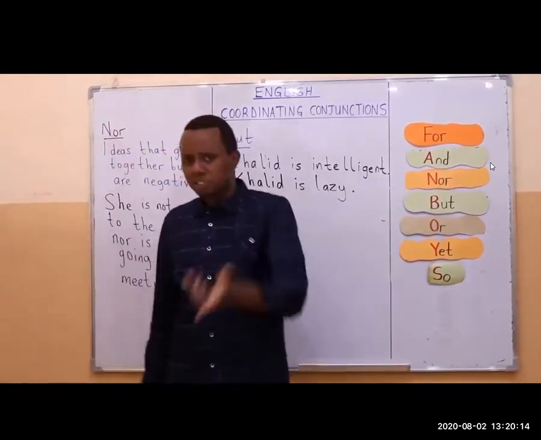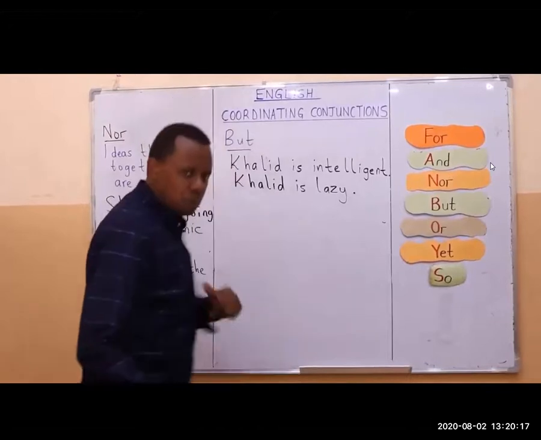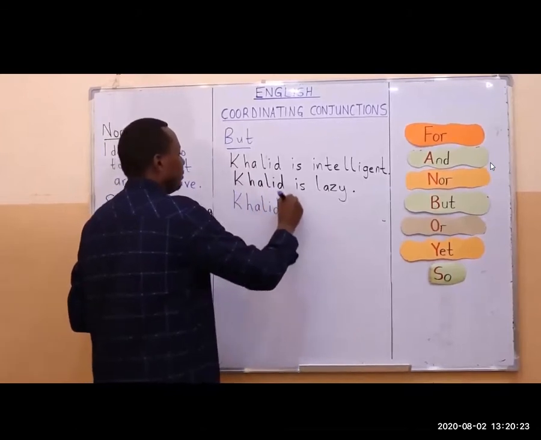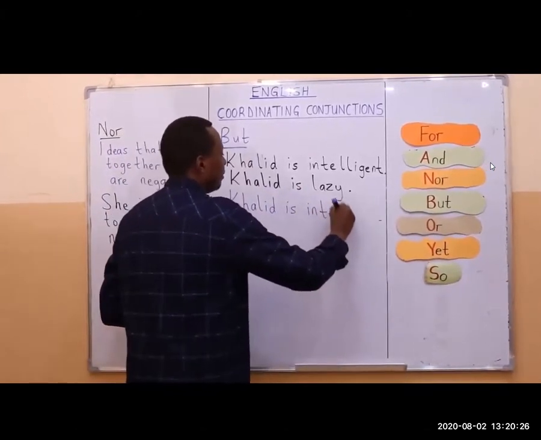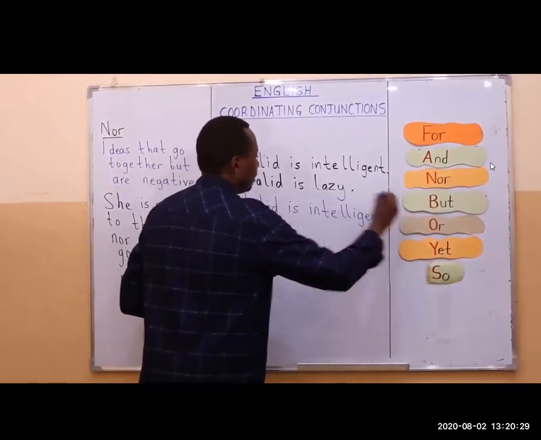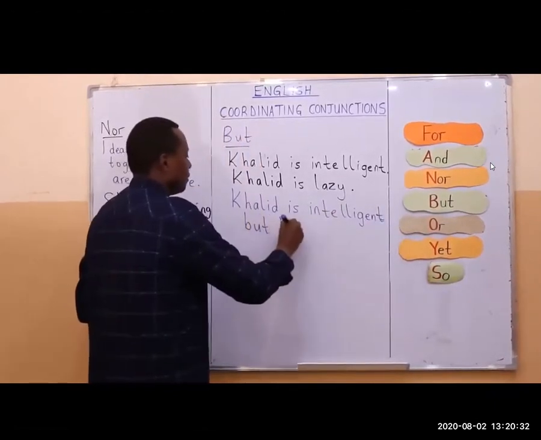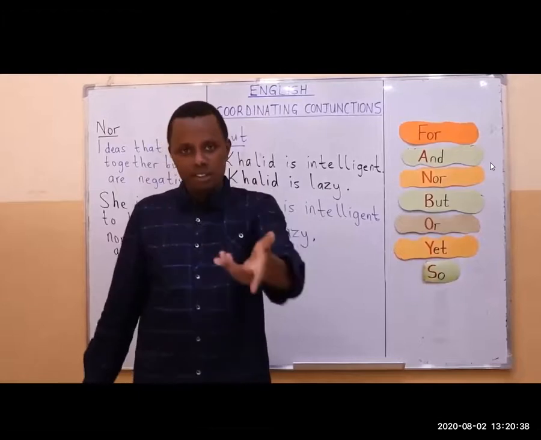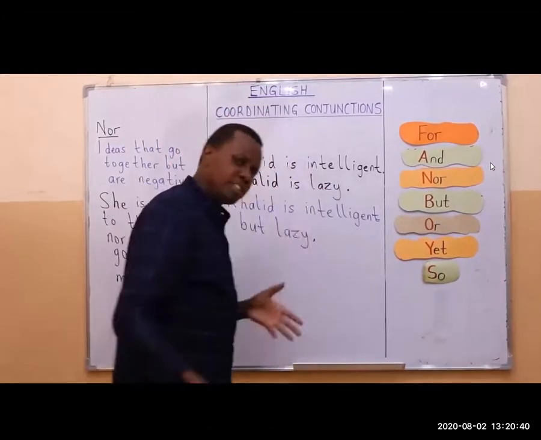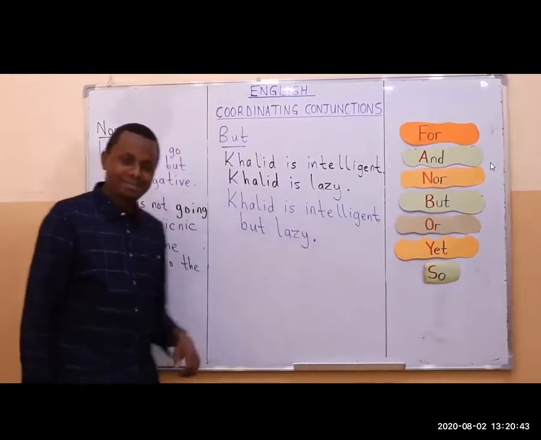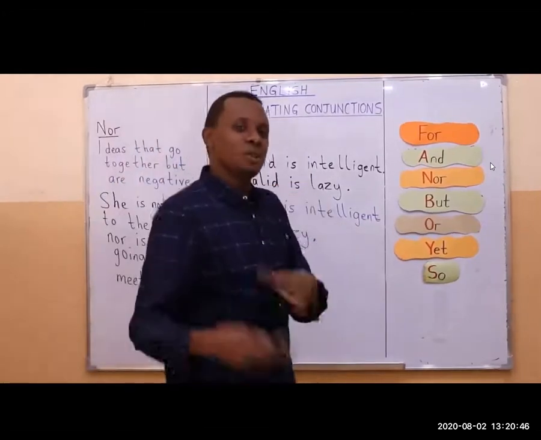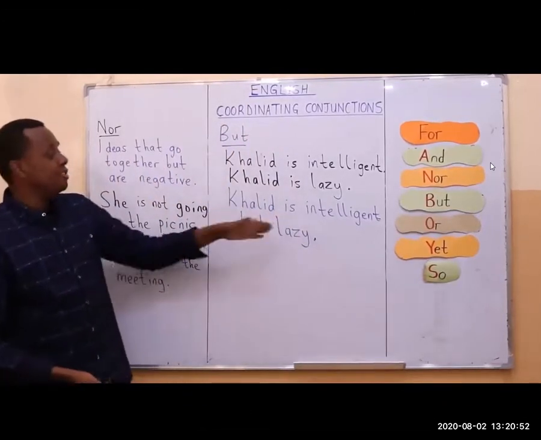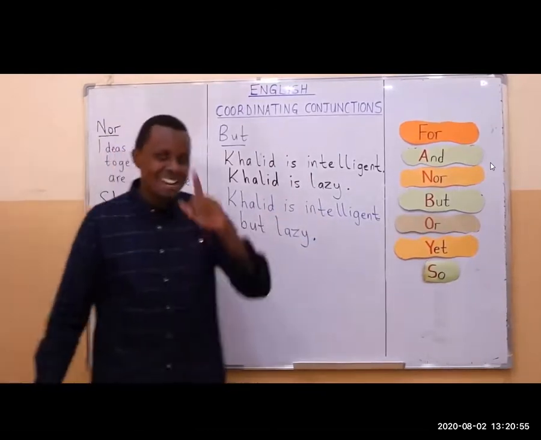So, Khalid is intelligent. Khalid is lazy. Now, if I want to show contrast using but, then I'm going to combine the two like this. Khalid is intelligent but lazy. I'm showing contrast. There is something positive about Khalid, and that is being intelligent. But there is another side to that, the other side of the coin, and that is Khalid being lazy. So he is intelligent but lazy.